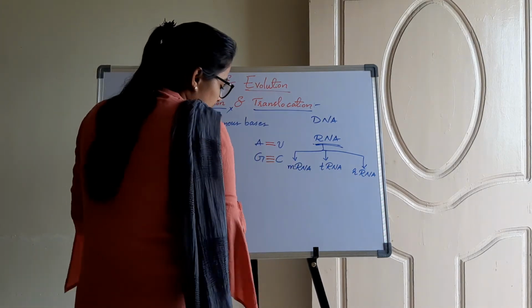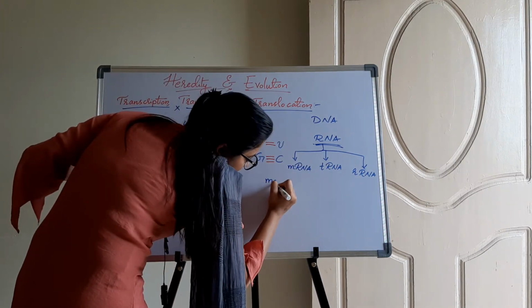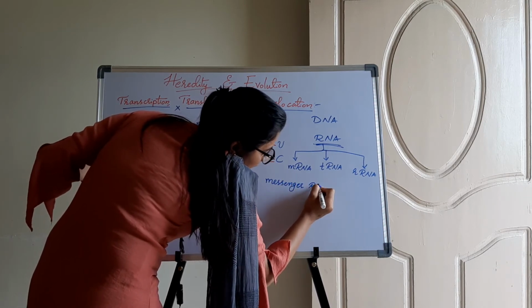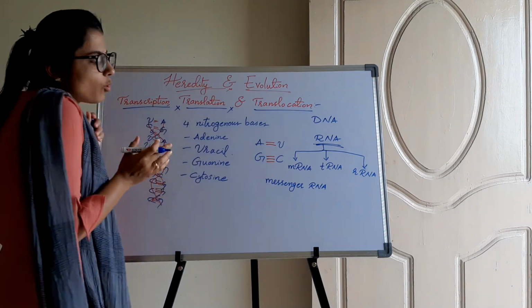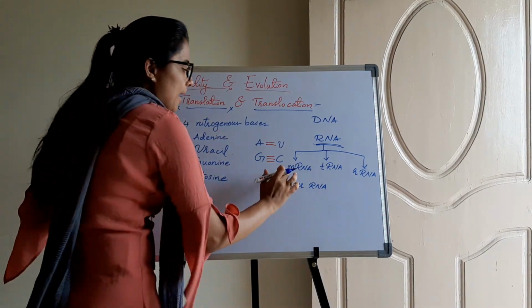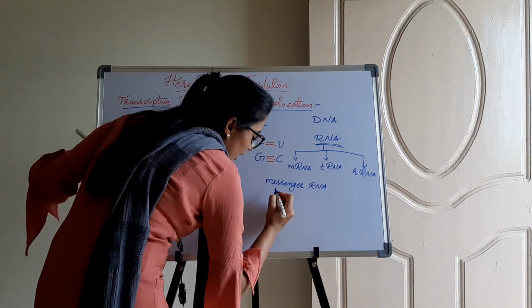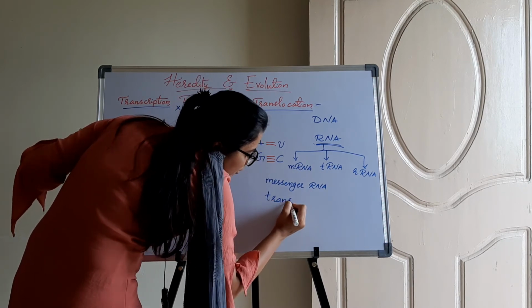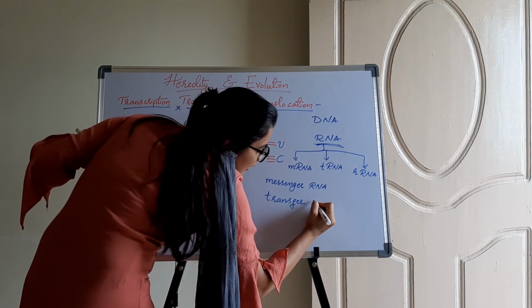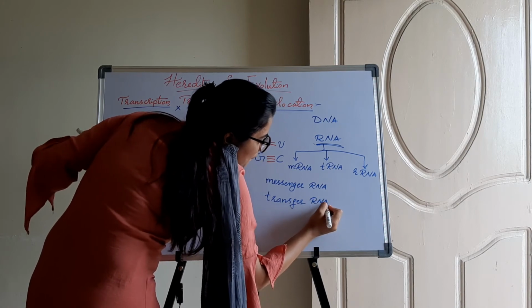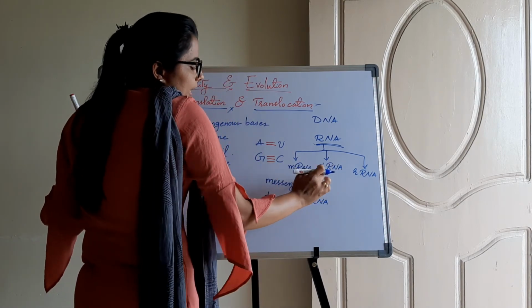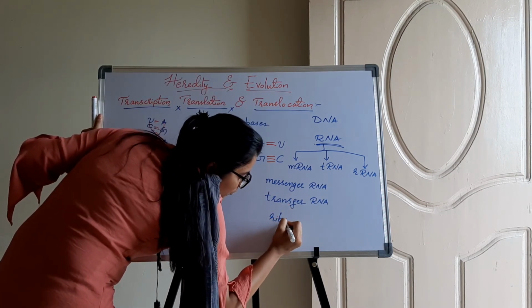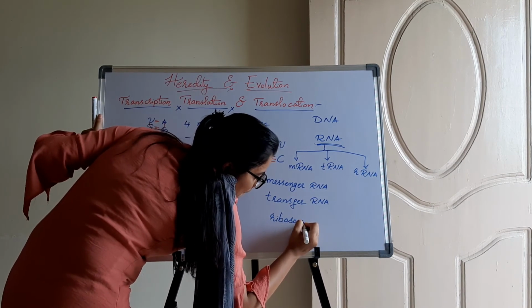M stands for messenger RNA. Messenger RNA, that means which is going to carry some message. mRNA is for messenger RNA. tRNA is T for transfer RNA. M for messenger RNA, T for transfer RNA, and R for ribosomal RNA.